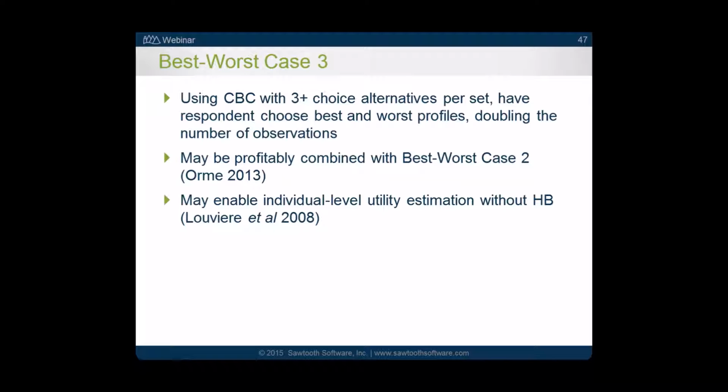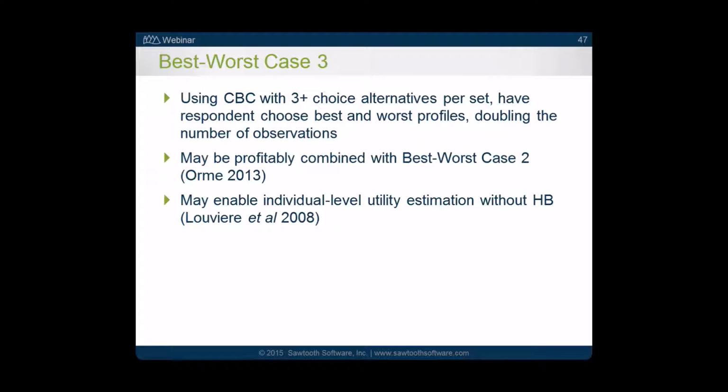If you collect this best-worst case 3 data, my colleague Brian Orme wrote a white paper, up on our website a couple of years ago, showing that you could combine best-worst case 2 and best-worst case 3 data and get the best of both worlds. From the best-worst case 3, you get all the fancy special effects: your cross effects, your alternative-specific effects, interactions, and all that business. And from the best-worst case 2, you get the idea that all the utilities are directly comparable. So you really get all the strengths of both methods. Kind of a neat thing.